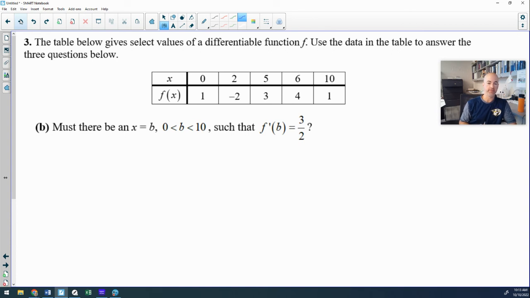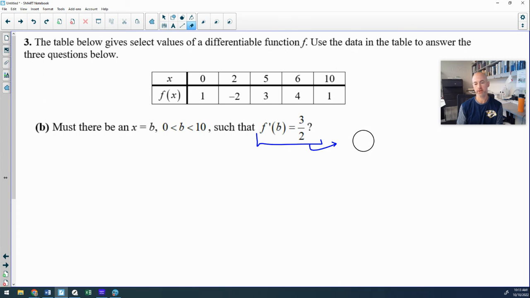The previous problem told you to explain why it happens. Here we have to first get the yes or no out of the way. Must there be a b such that f prime of b is equal to 3/2? Again, we're trying to guarantee that the derivative is equal to a certain value. And if I'm trying to guarantee that the derivative is equal to something, I'm going to start with the mean value theorem.